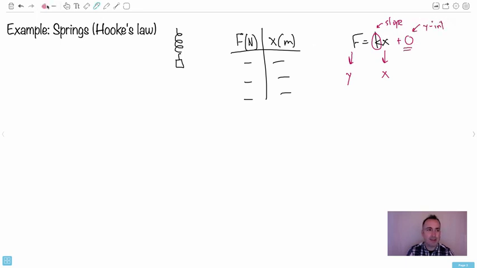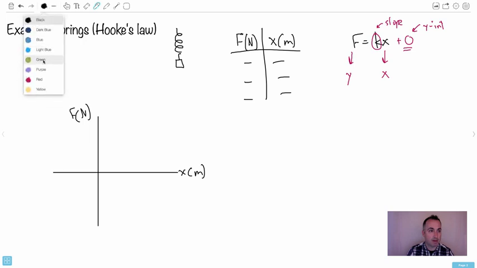So what this tells you then is really cleverly, you can already know what the graph is going to look like. If I graphed, in this case, the force in newtons versus the extension or the displacement in meters, then what would the graph look like? You know what it's going to look like already. It's going to be a straight line graph that passes through the origin, and it's going to have a slope of something. I don't know what, whatever.